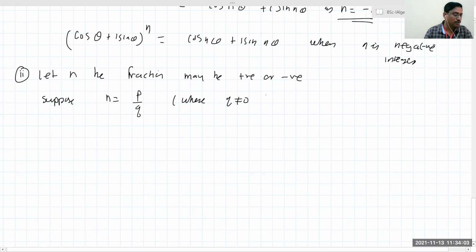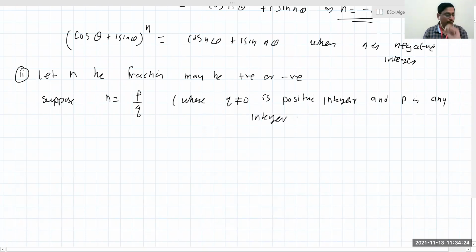Here q, not equal to 0, is a positive integer, and the sign of the fraction depends on the numerator p being positive or negative, and p is an integer. The numerator is any integer. It depends whether the number is positive or negative. That's why I say any integer. If the number is positive, then it is positive. If the number is negative, then it is negative. But the denominator has to be not equal to 0. And keep in mind, p and q have no common factor.